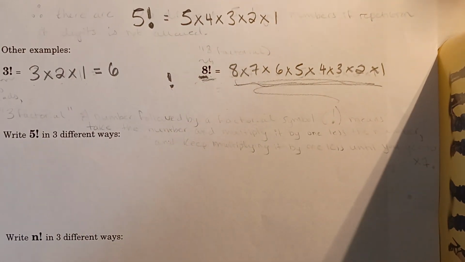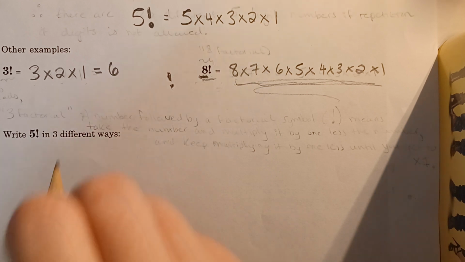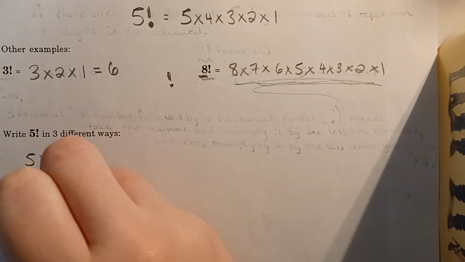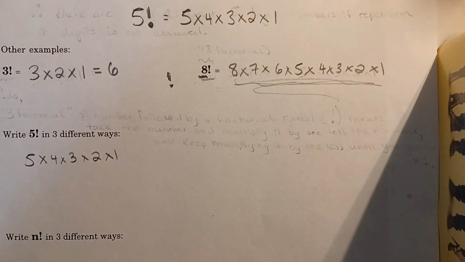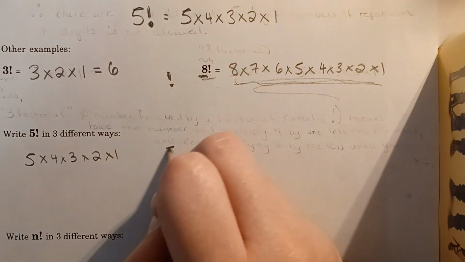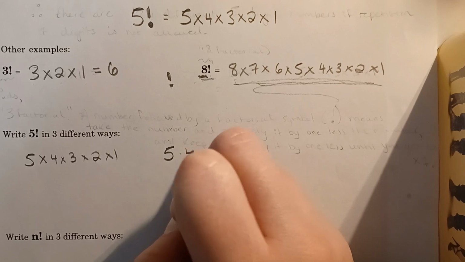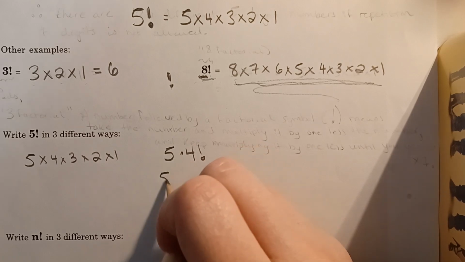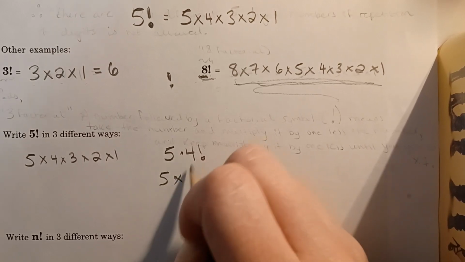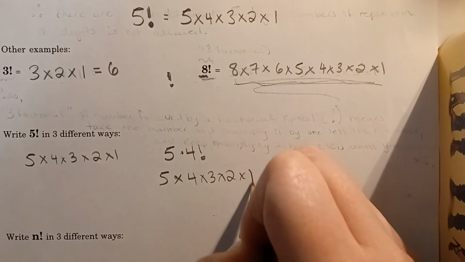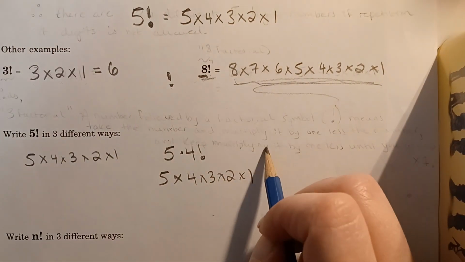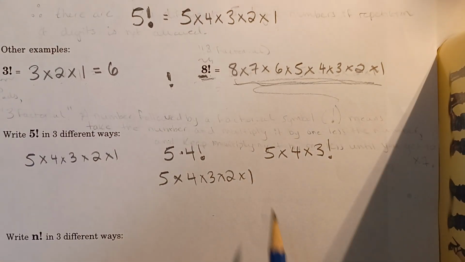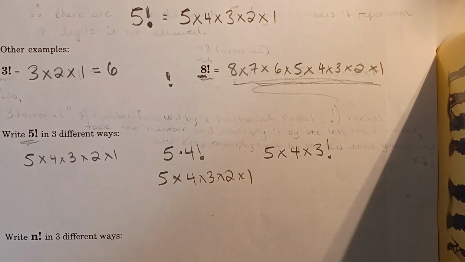This question says, write 5 factorial in 3 different ways. So we know 5 factorial is 5 times 4 times 3 times 2 times 1. That's one way to write it. We could also write 5 times 4 factorial, because isn't that the same thing? That would be 5 times 4 times 3 times 2 times 1. We end up with the same. Similarly, we could do 5 times 4 times 3 factorial. Those are all the same expression as 5 factorial.